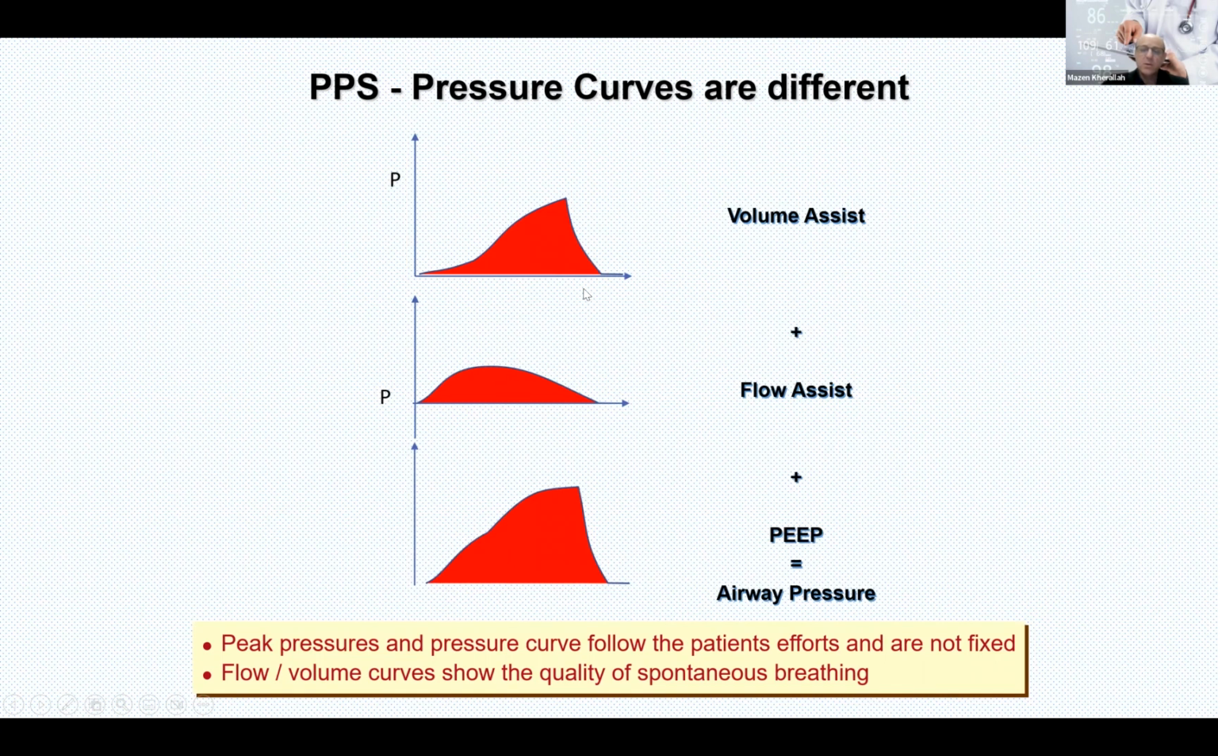And then you combine this together, you have flow and volume, you get this shape of the pressure, which is similar to the fish fin. And that's what we want to see, that the pressure goes up gradually and reaches the highest at the end of the breath. And of course, all this pressure is on top of the PEEP. That will give you altogether the volume assist, the flow assist with the PEEP will give you the airway pressure.